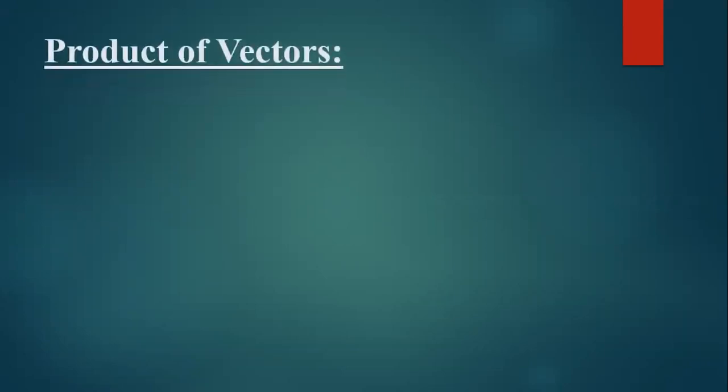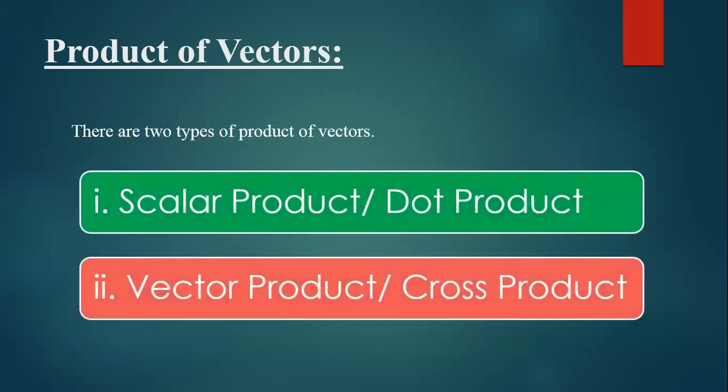Our today's topic is product of vectors. इसमें हमने ये note करना है कि how vectors can be multiplied. So there are two types of product of vectors. First one called scalar product or dot product, whereas other type is vector product or cross product. So these are two types of product of vectors.